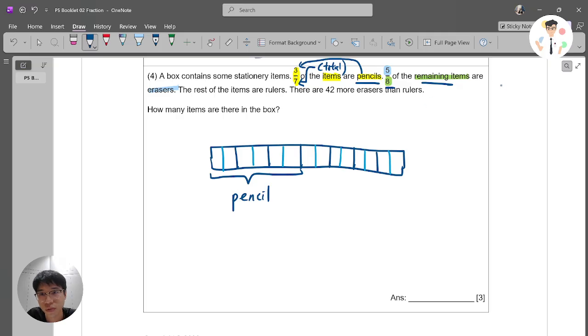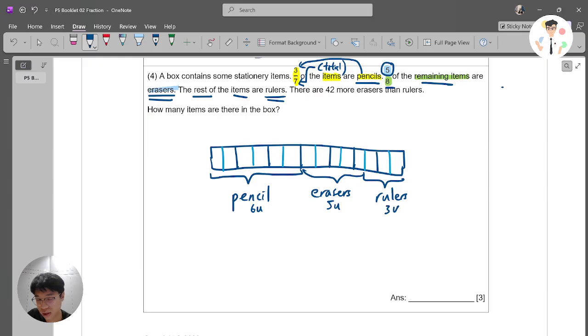Now I have 8, and 5 represents the eraser. So let's count 1, 2, 3, 4, 5. This 5 is the eraser. Here it says the rest of the items are rulers, so from here up to here would be rulers. Let's look at the units: pencil has 6 units. Eraser, how many units? 1, 2, 3, 4, 5, so 5 units. How about ruler? 1, 2, 3, so 3 units.